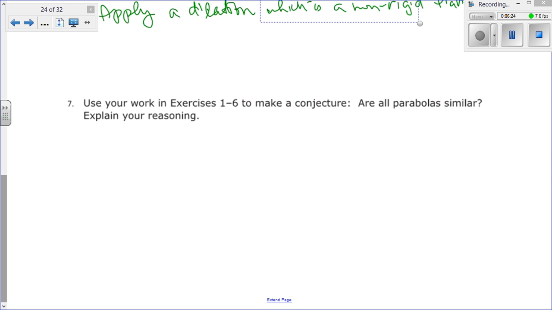So use your work in exercises 1 through 6 to make a conjecture. Are all parabolas similar? You answer.